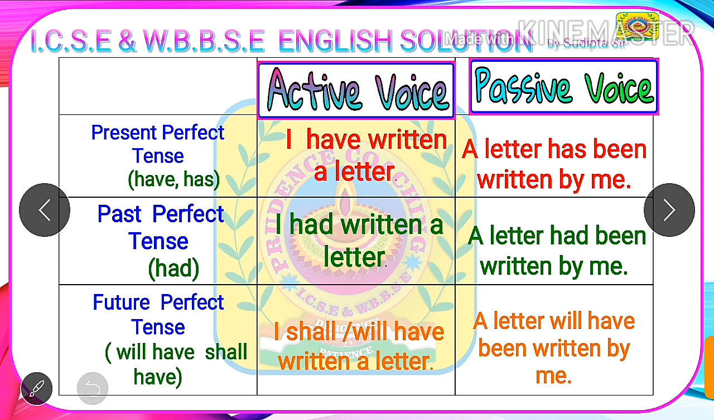First, we will write a letter, then we'll have. I have already said that we will use been after have, has and had always. Therefore, after have we have used been. Next is our V3 form of the given verb, that is write, wrote, written. So V3 form is written. Next is the preposition by. Next is our object me. So our final answer is a letter will have been written by me.